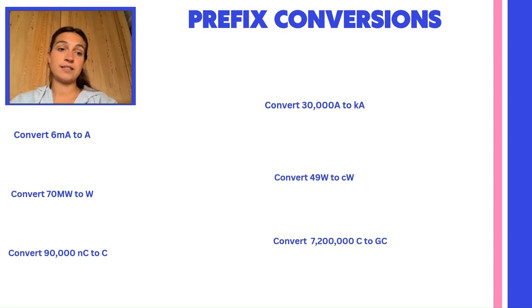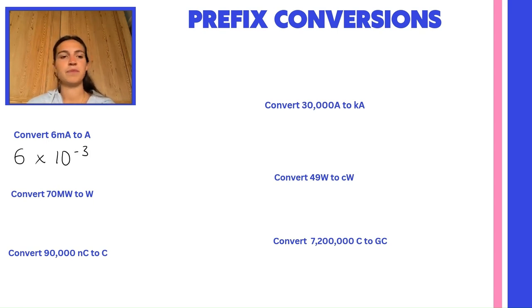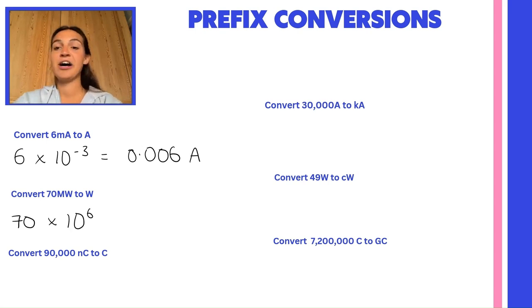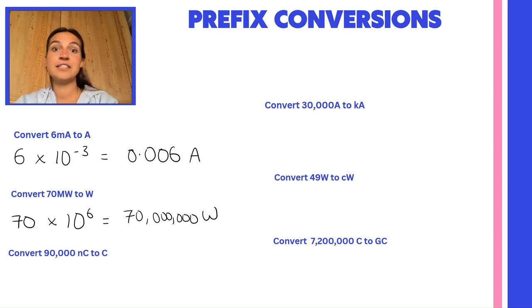And how I'm going to do that is I'm going to take my 6, and all I have to do is multiply by the number that is in the table. So for milli, my number is 10 to the minus 3. So 6 times 10 to the minus 3 gives me 0.006 amps. Okay, and next on my list is to convert 70 megawatts into watts. So from prefix to no prefix. Again, just look at my table, find mega, that's 10 to the 6, and multiply my number by that. So I've got 70 times 10 to the 6, and that is 70 million watts.